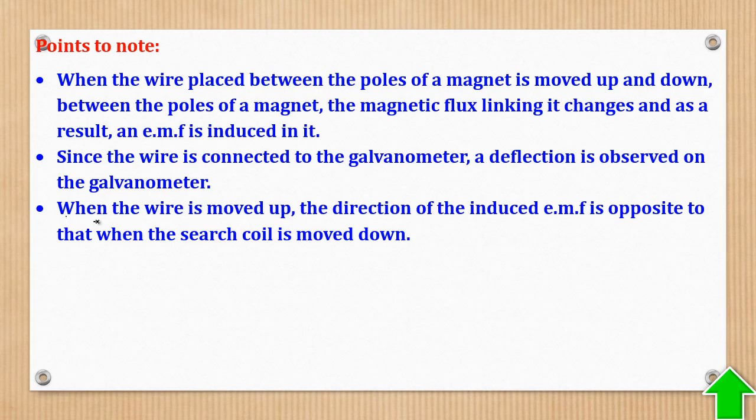Third point, when the wire is moved up, the direction of the induced EMF is opposite to that when the wire is moved down. So if a deflection goes this side when the wire is moved up, it will now come this side when the wire is moved down.